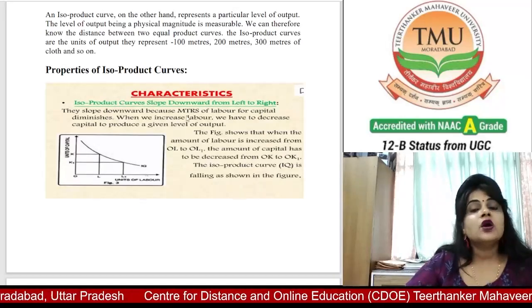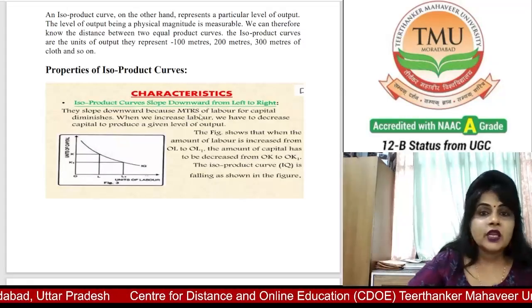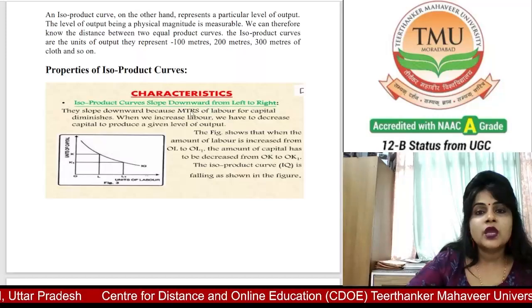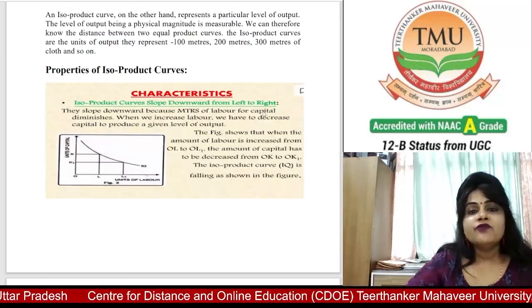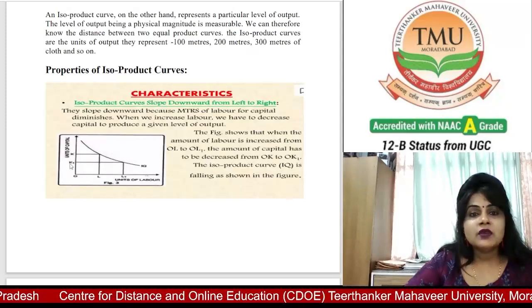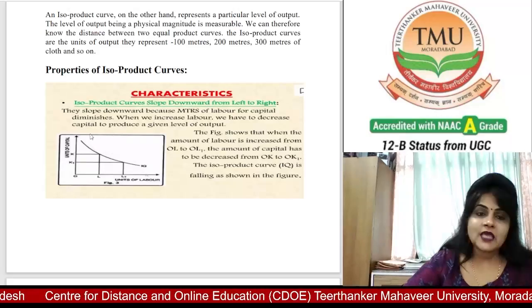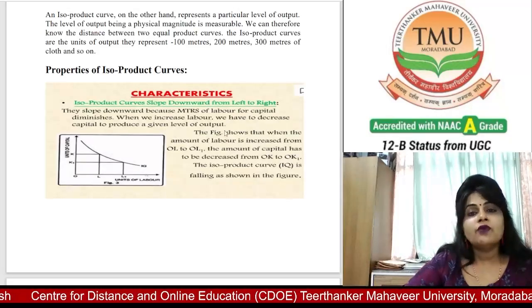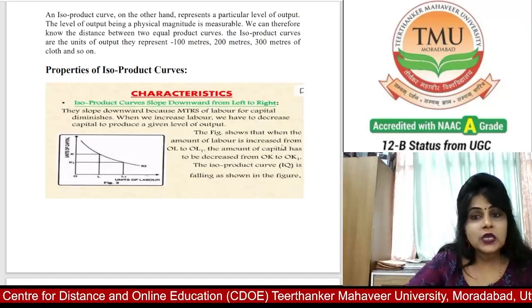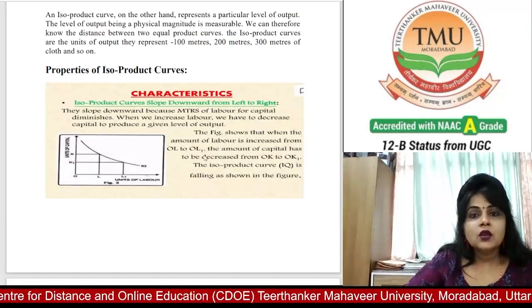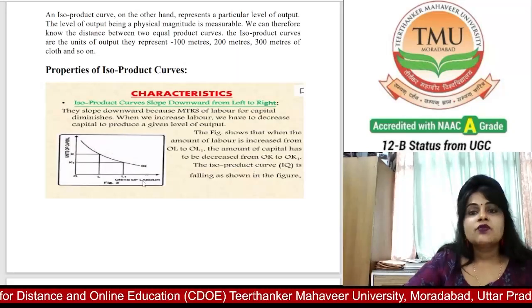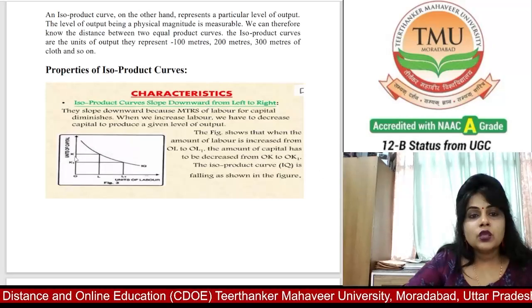They slope downward because the marginal rate of technical substitution, MRTS of labor for capital, diminishes. Sorry, there is a small misprint here. When we increase labor, we have to decrease capital to produce a given level of output. In the figure shown, when the amount of labor is increased from OL to OL1, the amount of capital has to be decreased from OK to OK1.